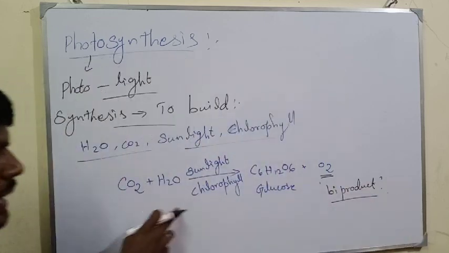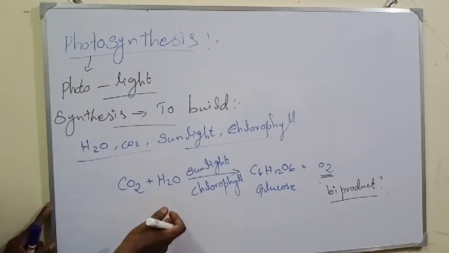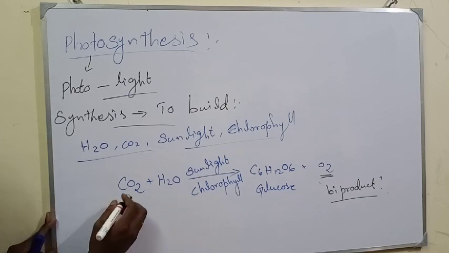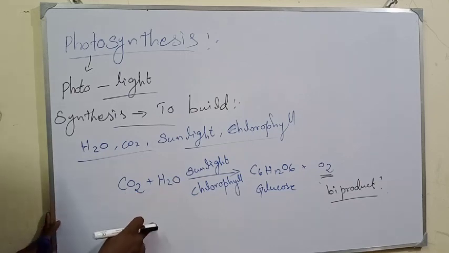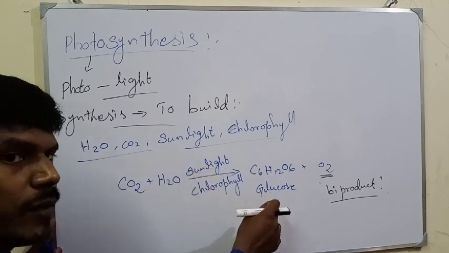See, this is the equation of photosynthesis. If anyone asks, just write this. Also write it in words form. This is the full form: CO2 is carbon dioxide, H2O is water. In the presence of sunlight and chlorophyll, carbohydrate will be formed.